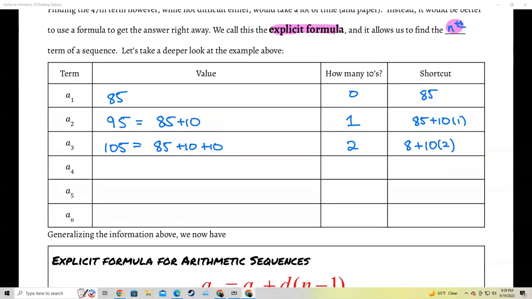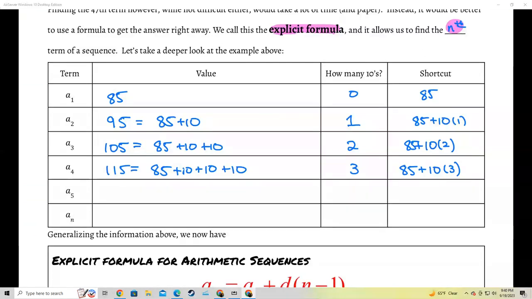The next number I got was 115. How did I get 115? Well, I got the 85, then I added 10, and I added 10, and then I added 10 again. How many 10s did I add? I added 3 of those 10s. So what did I really do? Well, really, oops, I just realized that wasn't an 85. Really what I did was I started with 85, and then I added the 10, but I added the 10 3 times.